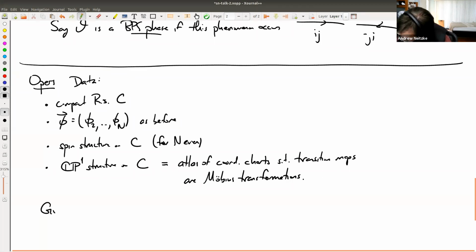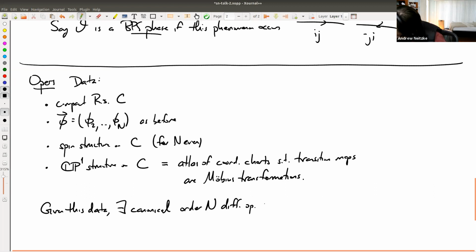And now given this data, there's a canonical way of making a differential equation. That's what I want to say. And what do I mean by differential equation? I mean an order n differential operator, sometimes called an oper, an SLn oper, if you like.